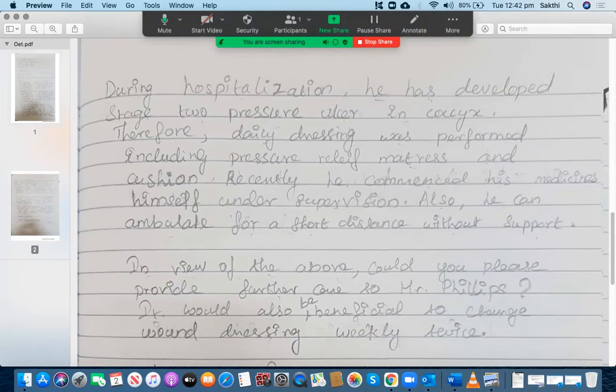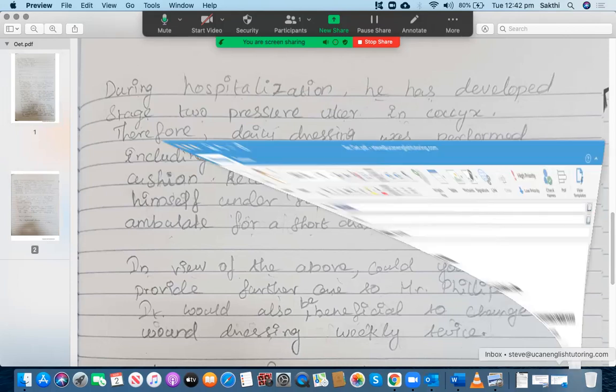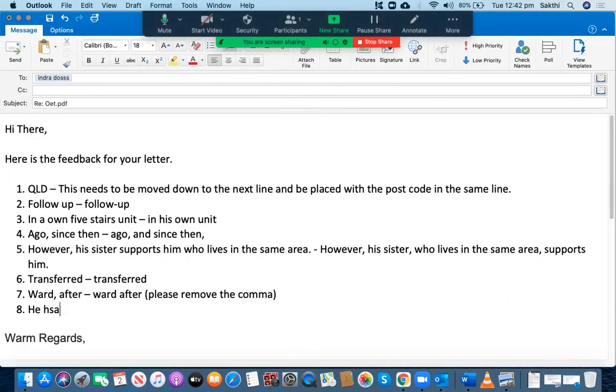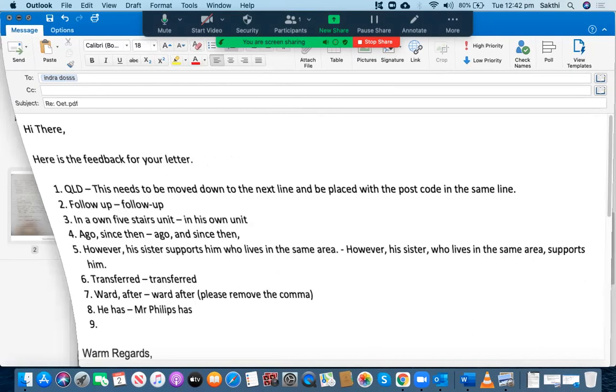During hospitalization, he has developed stage 2 pressure ulcer in coccyx. Okay, so what you could have done is instead of writing down he has developed, you could have used his name. For example, Mr. Phillips has. That could have been much better. All right, let's go to the next one.